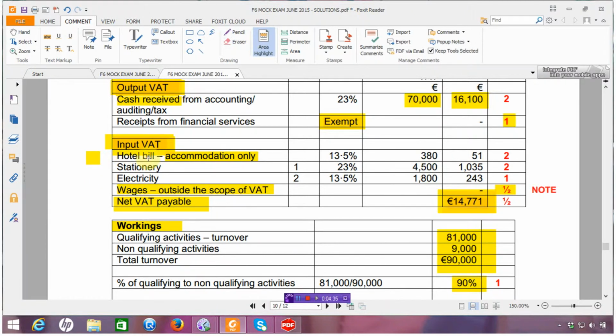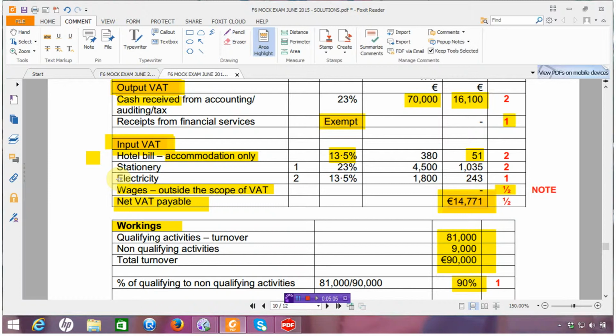hotel bill, and it's only the accommodation element that is reclaimable at 13.5%, giving us the £51 VAT. So it excludes the food element. Now, the stationery and the electricity, and I guess we would have just had to fathom this out, are items that weren't easily attributed to any of the sort of taxable versus exempt supplies.